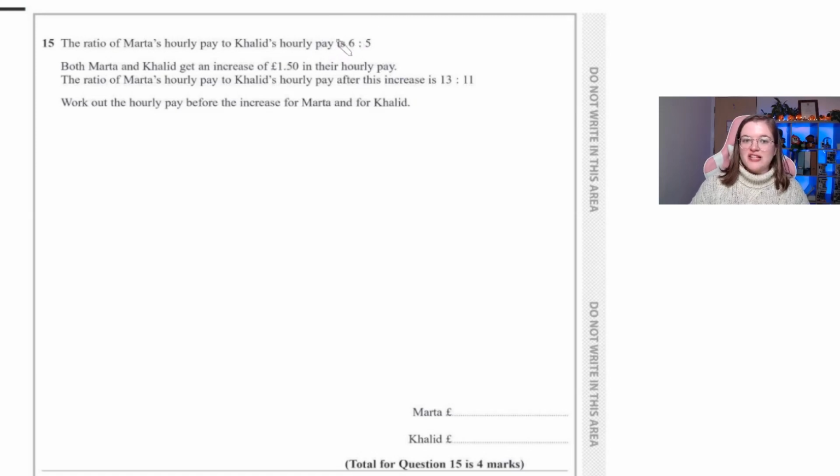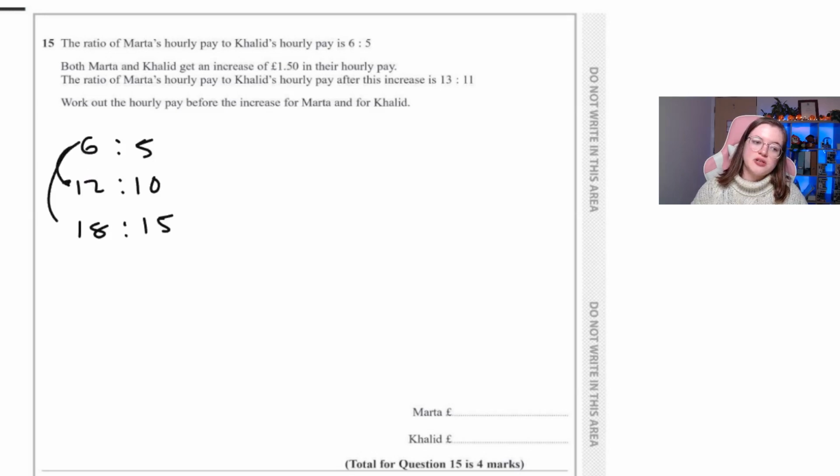So, thinking about what ratios are. Before, Marta could have been earning £6 an hour and Khalid £5, right? Or £12 to £10, or 18 to 15, right? So we can always scale it up in that way. So either times it by 2, times it by 3, by 4, by 5, by 10, by 20, by 100. It doesn't matter, by any number is what I'm trying to get at there. And that will be that, right?